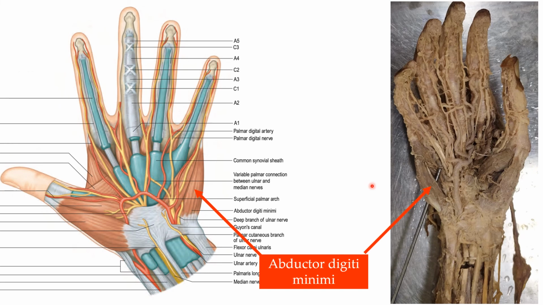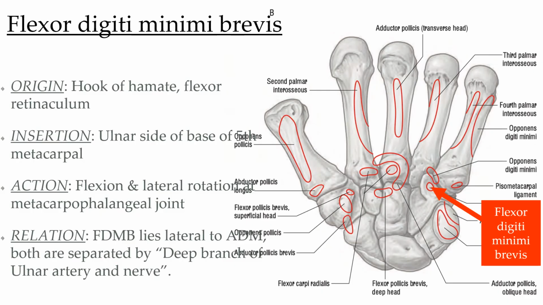Now the same thing, let us see on the cadaveric specimen here. This medially placed muscle is abductor digiti minimi. Next muscle in the group is flexor digiti minimi brevis. It takes origin from the hook of hamate and from the flexor retinaculum.